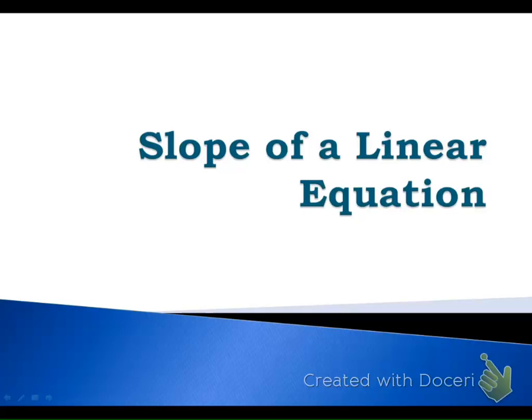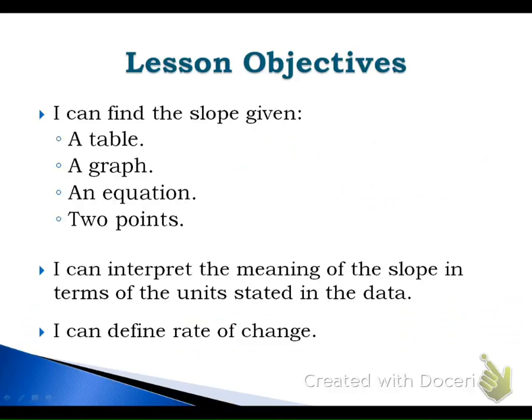We continue Unit 3 with Lesson 7, Slope of a Linear Equation. In this lesson, your objectives are that you can find the slope depending on if you're given a table, a graph, an equation, or 2 points. So we're going to be looking at all 4 of those. You can interpret the meaning of slope in terms of units stated in the data. And finally, you can define rate of change.